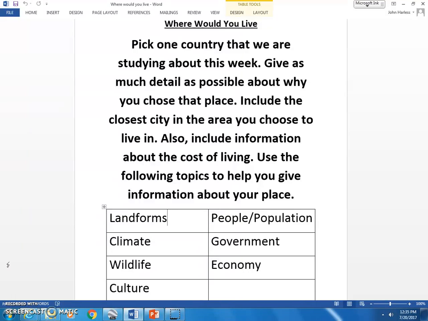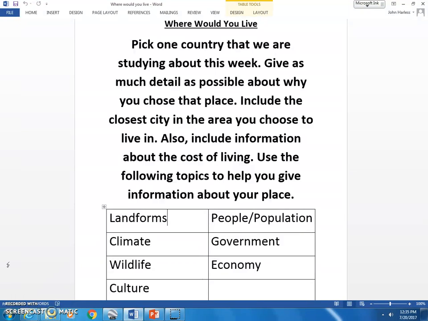What you're going to do is pick one country that we are studying about this week. You're going to give as much detail as possible about why you chose that place. Include the closest city in the area you choose to live in. Also include information about the cost of living. You're going to use the following topics to help you give information about your place. You can use landforms, climate, wildlife, culture, the people, population, government, and the economy.